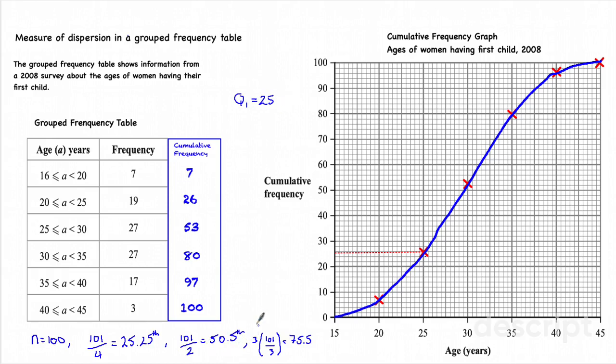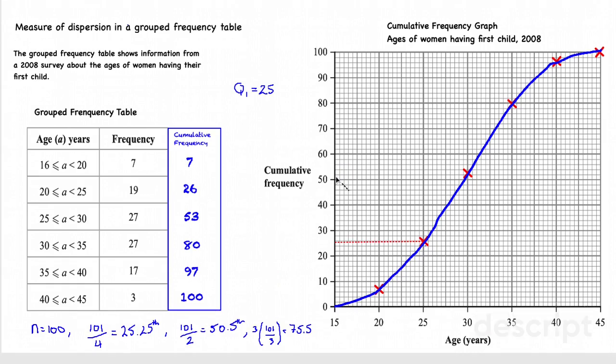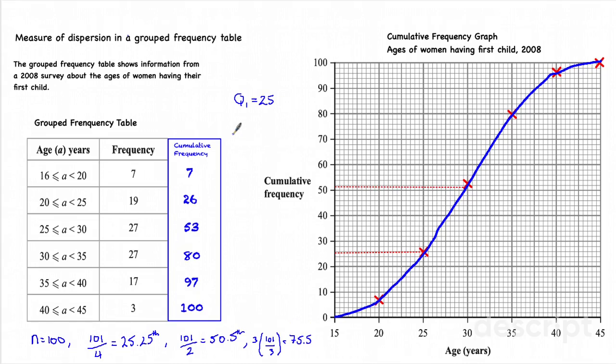I'm going to draw the line across from 50.5 again. Difficult to see accurately on this scale. Do your best. 50.5, somewhere here. That might be a little too high. I'm going to read it as 30 years here, so I'm going to say that Q2, that's my median, remember, is 30 years.